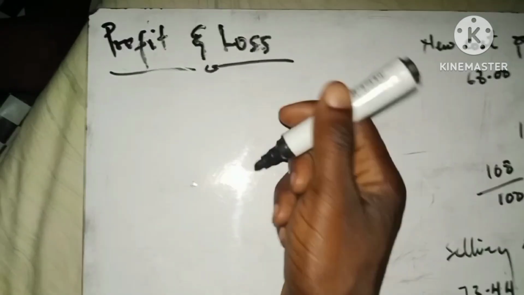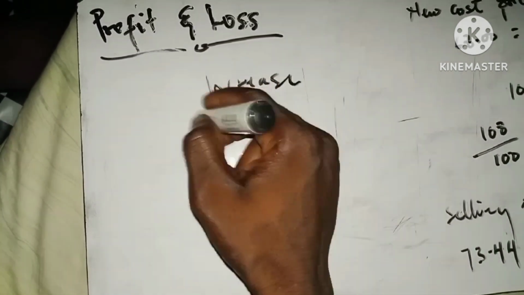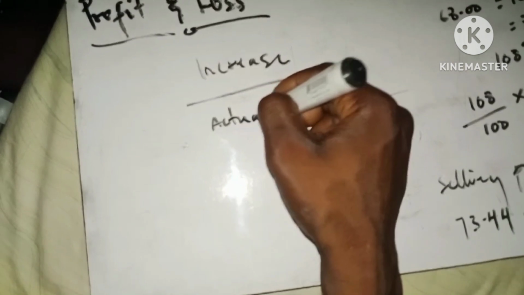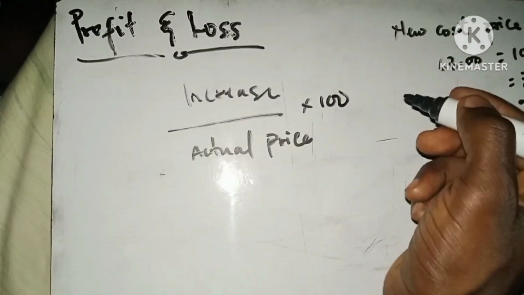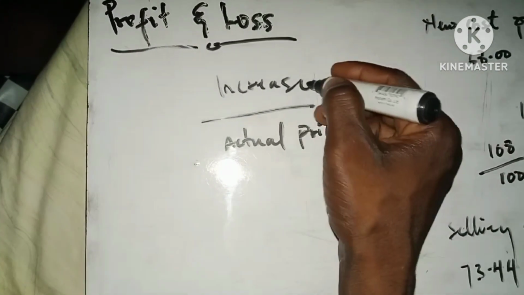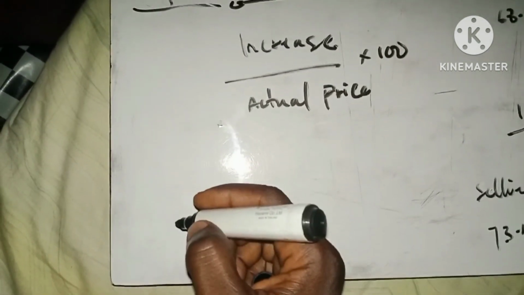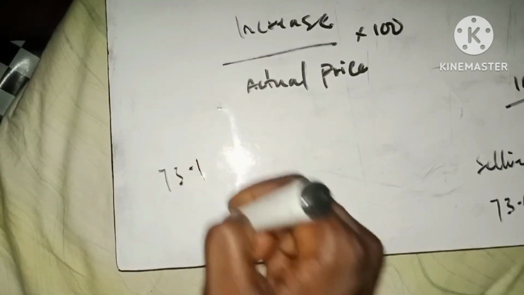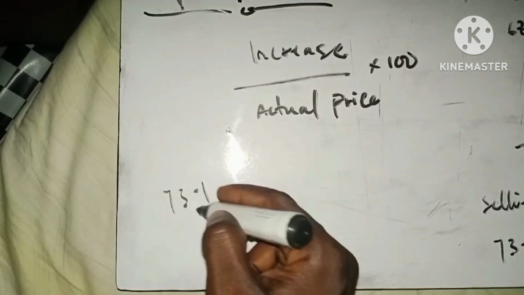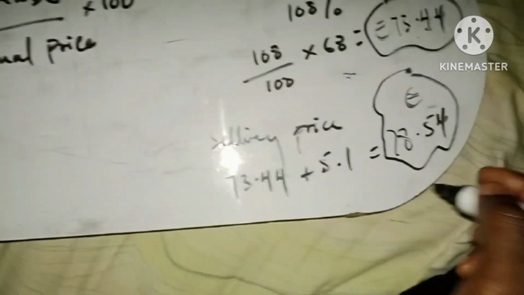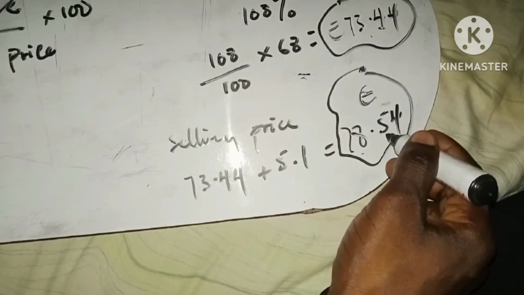So the only thing you need here is to find the increase, right? So this is what you have to use: the increase divided by the actual price, and then you multiply by 100, right? That is how you can find the percentage increase in the new price. Now to find the increase is very simple. We know that initially the radio was sold at 73.1. That is the price before, and then finally it changes to 78.54, right?